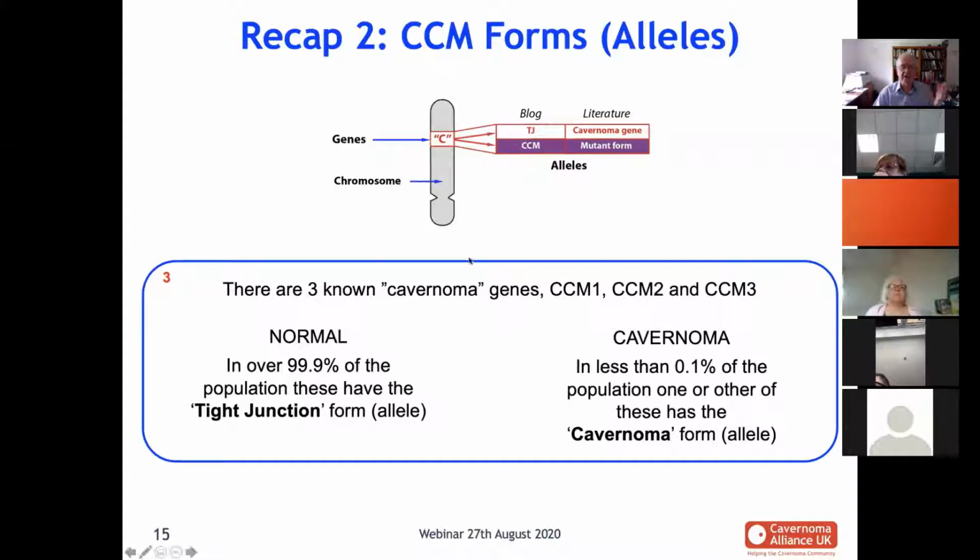So, just to recap this slide, 99.9% of the population have the tight junction form of the cavernoma gene, and in the less than 0.1%, you have the cavernoma form of one, or more, or one really, I don't think it would ever be more, of the CCM1, 2 or 3 gene. Okay, so far.